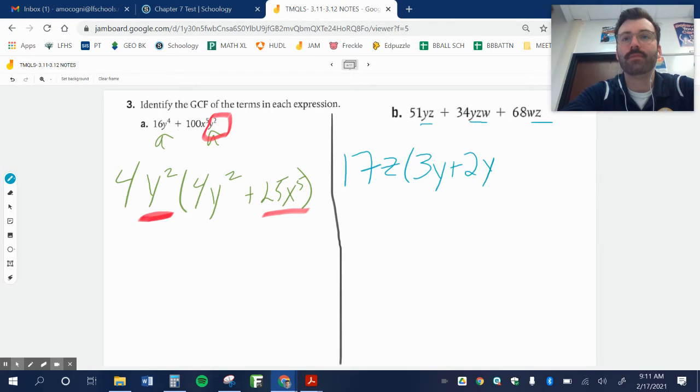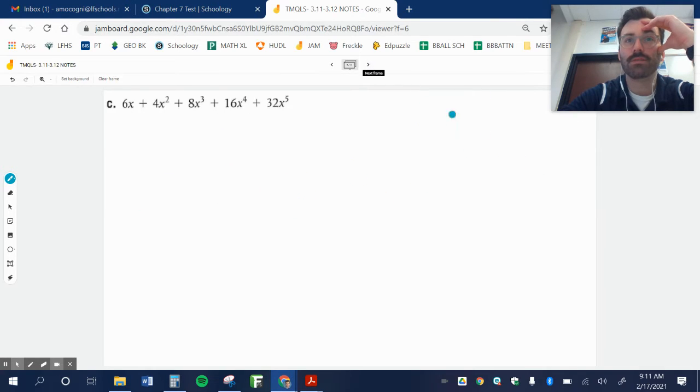So I'm left over with 3y plus 2yw plus 4w. All I'm doing here is dividing each term by 17. 51 divided by 17, I get 3. 34 divided by 17, I get 2. 68 divided by 17, I get 4. And then you just cancel out the variables. Let's keep going.